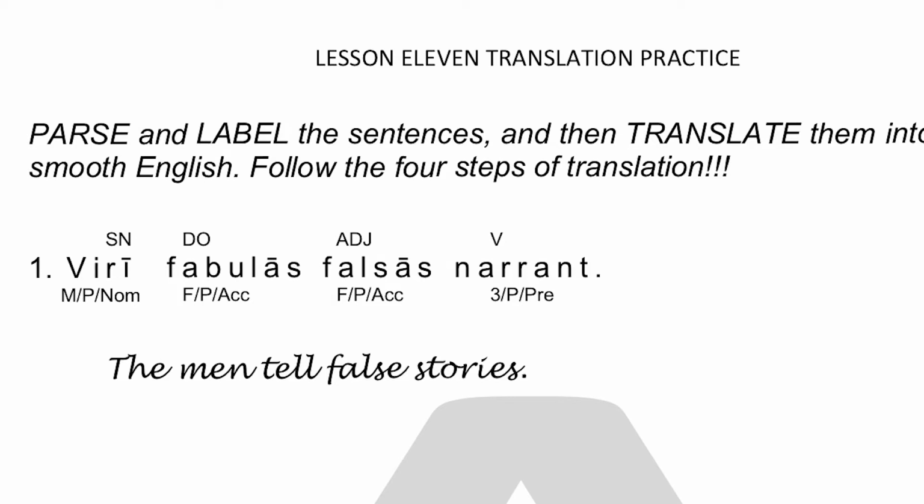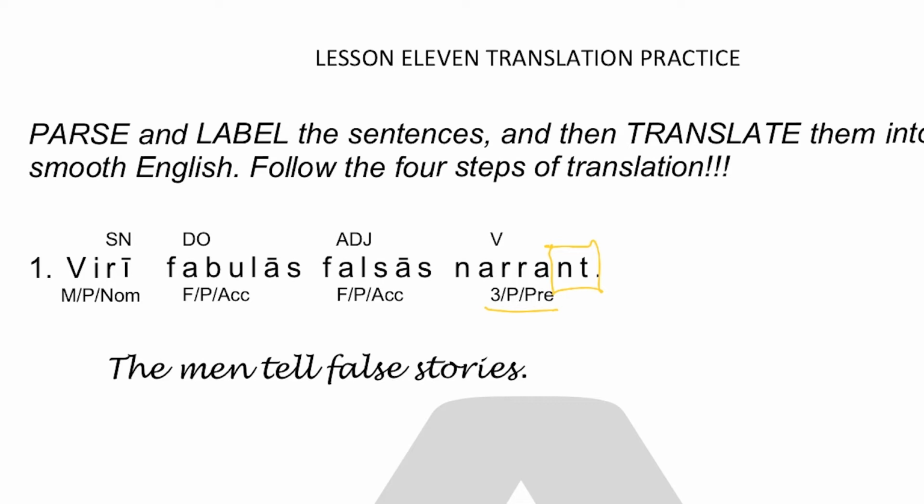Now, step number 1, find the verb and parse it. Here's our verb right here at the end, narrant. You can see that verb ending. There are 2 ways to know if a word is a verb. One is by knowing your vocabulary and knowing that narro, narrare is to tell, that's a verb, or just recognizing these verb endings like o, s, t, mus, tis, nt. And that particular ending is on the 3rd row, so it's 3rd person. It's in the plural column, so it's plural, and all the endings we know for verbs right now are present tense. So 3rd person plural, present tense.